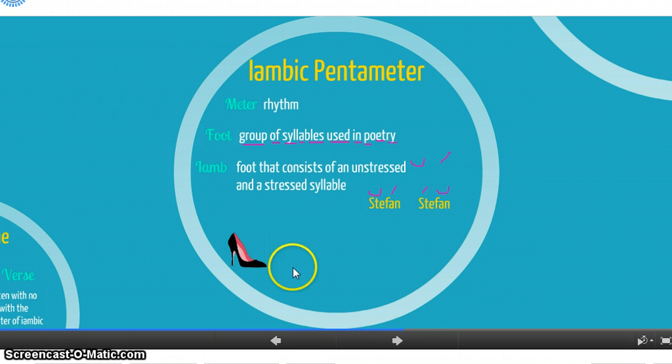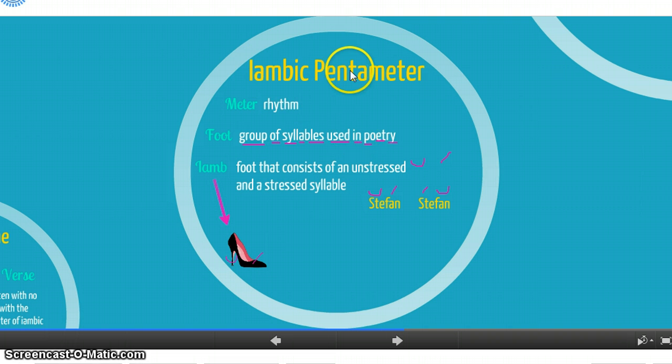Now, here is my representation of a foot, and specifically an iamb. So, remember, a foot's a group of syllables, and an iamb is unstressed, stressed. So we have an unstressed and a stressed. So this foot is one iamb, a group of an unstressed and a stressed syllable.